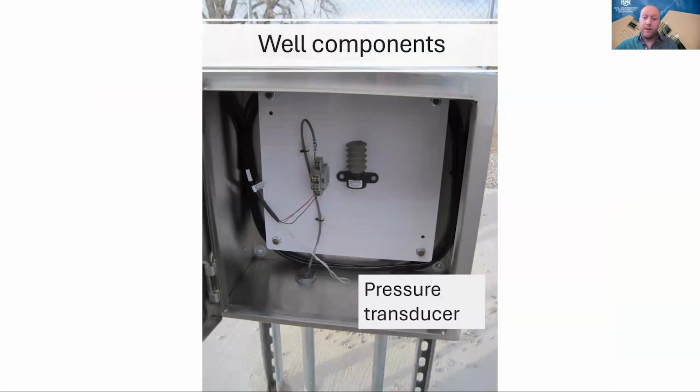A lot of wells are equipped with a pressure transducer. So, of course, water creates pressure from its weight. And so this pressure transducer can tell you the pressure of that water in the well, and that will tell you the static water level and then the pumping water level. And then you can know your drawdown as well from when you turn your pump on.